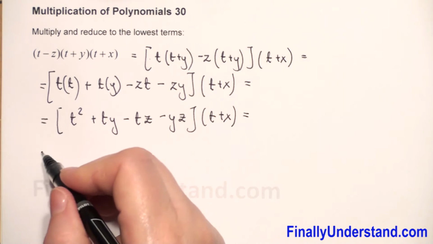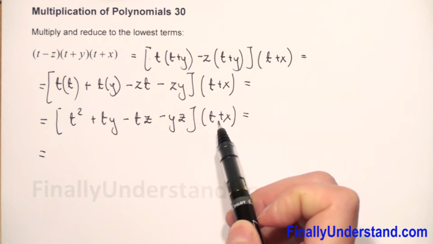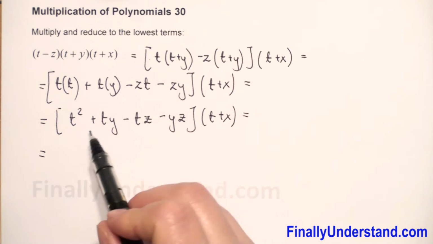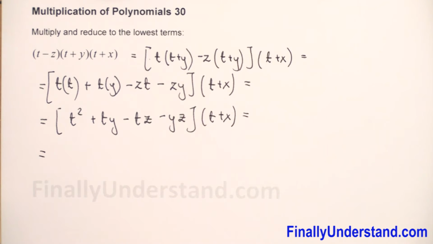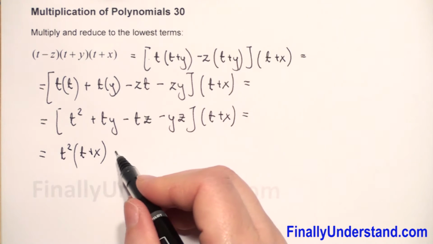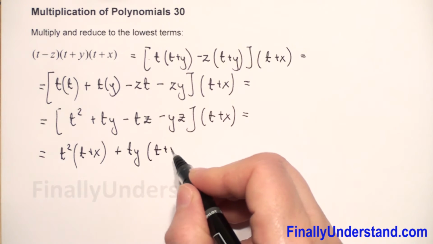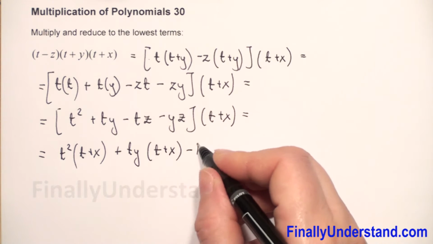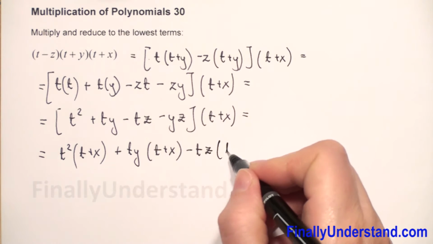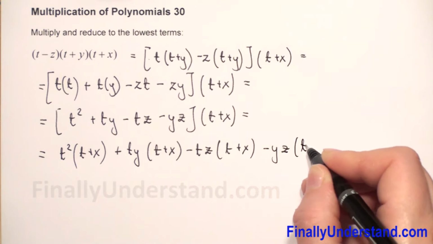So this is equal. Now we have to multiply every expression in the first parenthesis by every expression in the second parenthesis. Because we don't have any like terms in the parentheses, we cannot combine any terms. So we will have now t squared times t plus x. Next we have positive sign, ty times t plus x, and now we have negative tz times t plus x, and we have negative yz times t plus x.